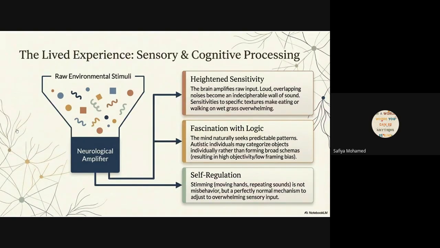All right, and then self regulation: stimming, moving hands, repeating sounds is not misbehavior, but a perfectly normal mechanism to adjust to overwhelming sensory input. The purpose of all this high English on this slide is to tell us that the way these people perceive things, the way they sense things, the five senses, seeing, touch, smell, taste and hearing, for them, everything is 10 times louder. Remember, 10 times worse, the touch, 10 times louder, whatever the case may be.